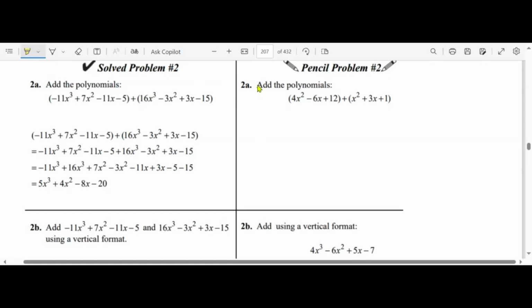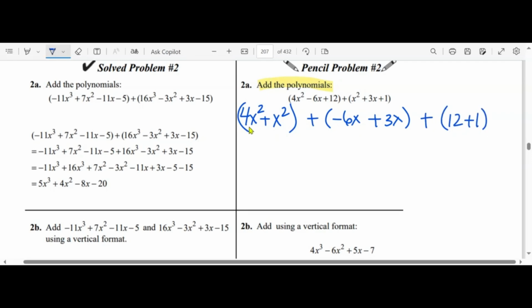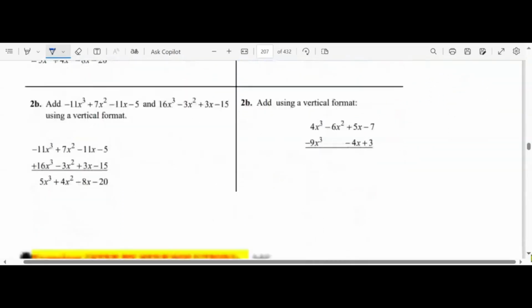Now we're going to do what? Addition. We have 4x squared, and on the other side we have x squared, we combine them together. Plus negative 6x plus 3x, combine them together. Plus 12 plus 1, combine them together. They give you what? 5x squared. Negative 3x, plus 13. That's it. Easy? Let's go to the next one.